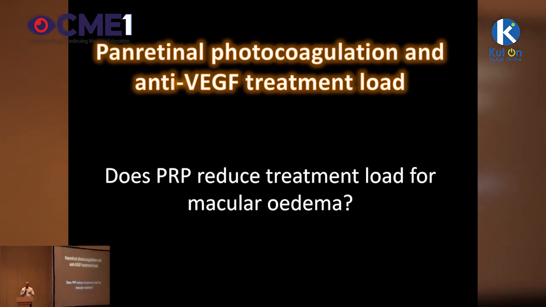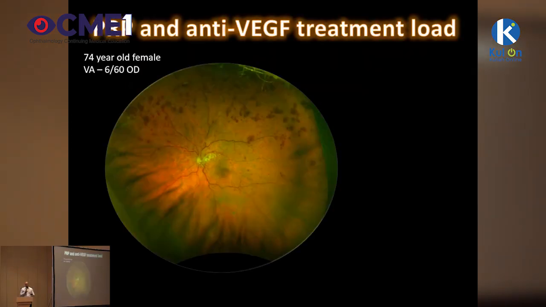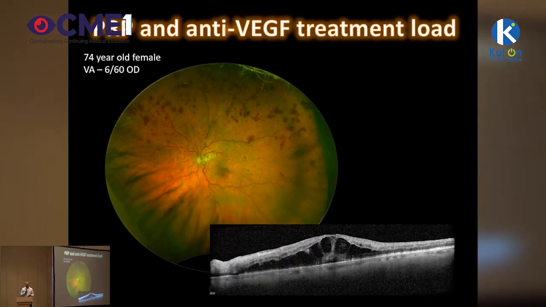So what I did for that patient was I thought, well, should I treat them with pan-retinal photocoagulation now? And that brings up the next question. Does PRP reduce the risk of macular edema in retinal vein occlusion, and does it reduce the treatment burden? So if I give someone laser with central retinal vein occlusion, do they require fewer injections of anti-VEGF therapy for their macular edema? So this is a different patient.